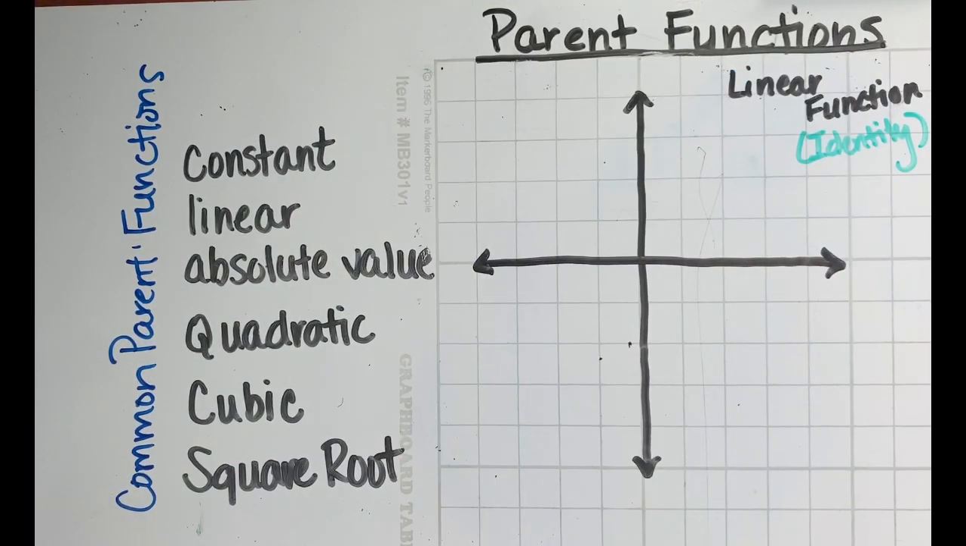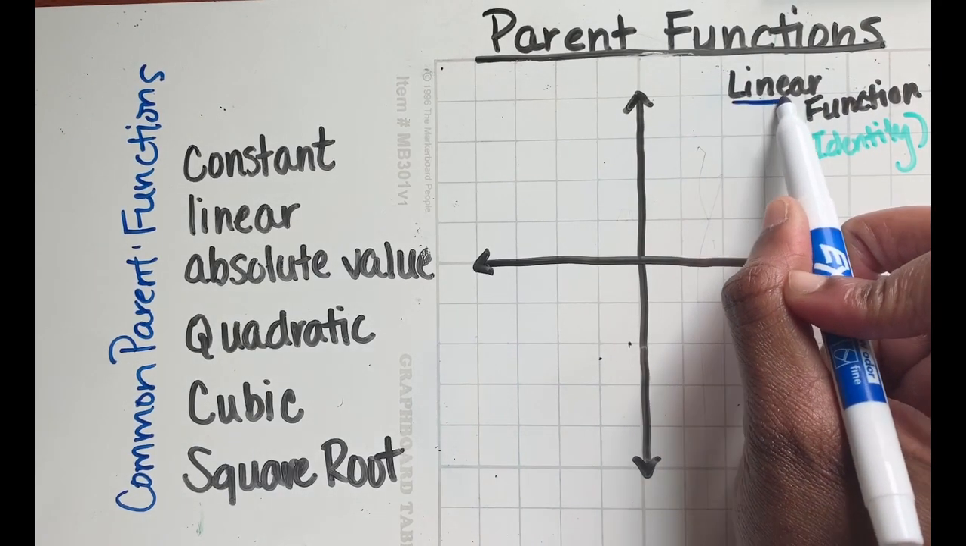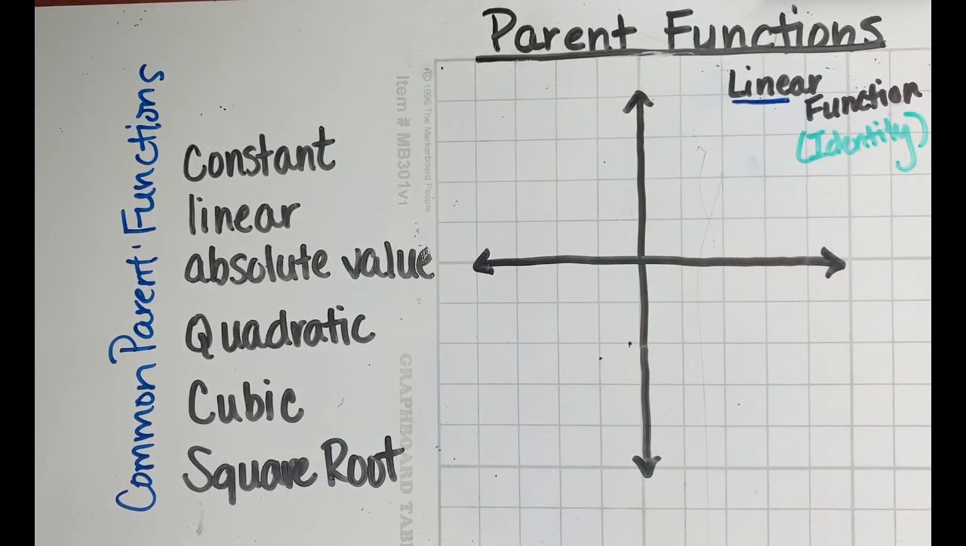And our next parent function is the linear function. Now, look at the word linear. What word do you see within that word? We see the word line. So your linear functions are going to be your straight lines. Another way that you would see this is identity, okay?